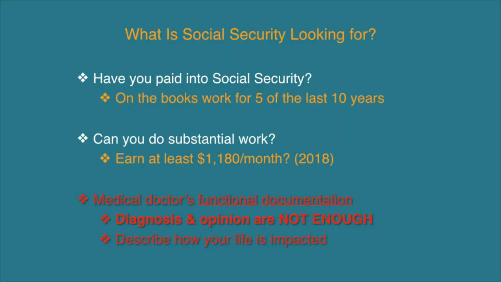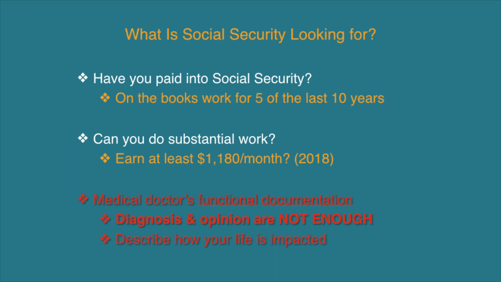So what is Social Security looking for when you turn in that application? First of all, they're going to check, have you paid into Social Security? Have you done work on the books for at least 5 of the last 10 years? They're going to also look at, can you do substantial work? And for 2018, substantial work means earning $1,180 a month. So if you are doing work or can do work where you earn that much or more, that's probably what you want to be doing, because you're going to be making more money doing that than you will with your disability. So they're looking at that as well.